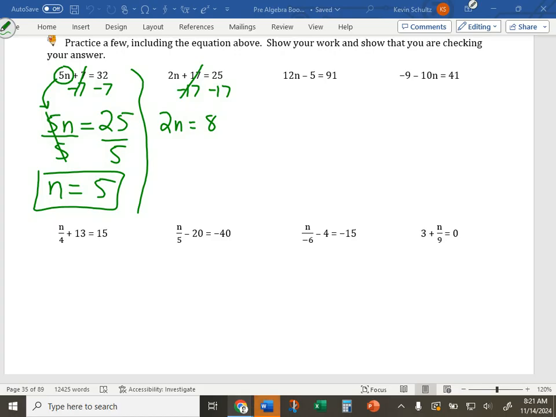And what's your second step now? N by itself. Divide by what?